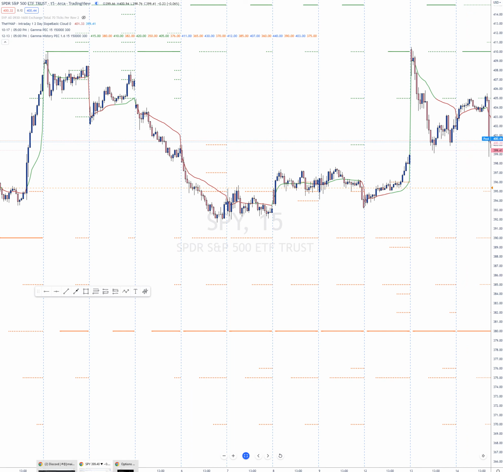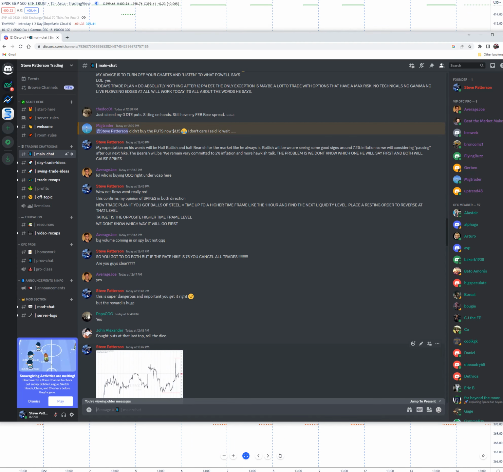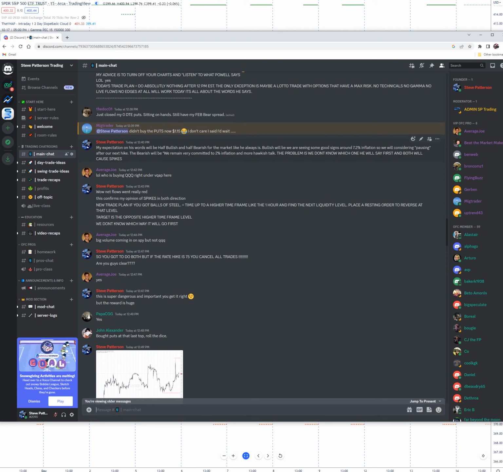If we look at the Discord room, the first thing I want you to look at is the time here, 12:40. This was right before Powell was going to speak. And what I was saying all day was basically this: my expectation on his words will be half bullish and half bearish for the market, like he always is. Powell has been notorious for being a double talker.